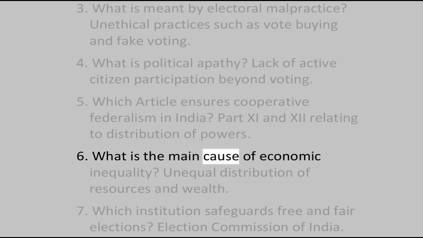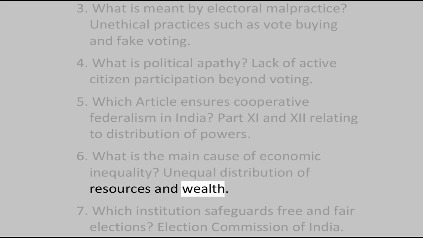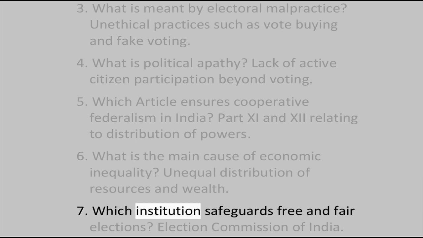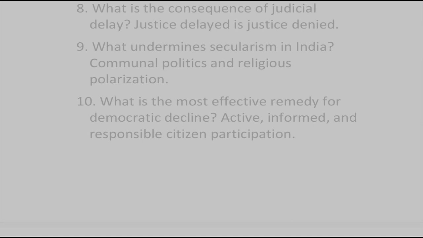6. What is the main cause of economic inequality? Unequal distribution of resources and wealth. 7. Which institution safeguards free and fair elections? Election Commission of India. 8. What is the consequence of judicial delay? Justice delayed is justice denied. 9. What undermines secularism in India? Communal politics and religious polarization. 10. What is the most effective remedy for democratic decline? Active, informed, and responsible citizen participation.